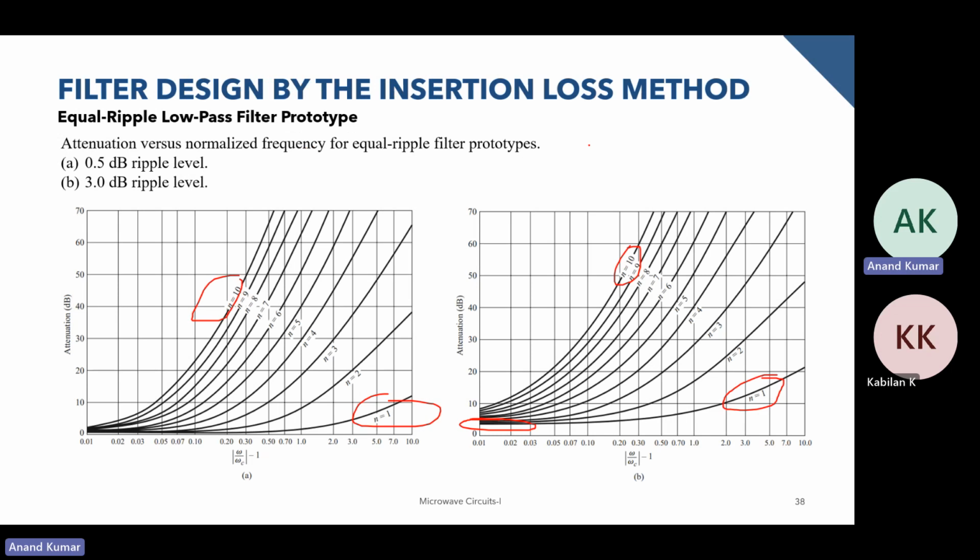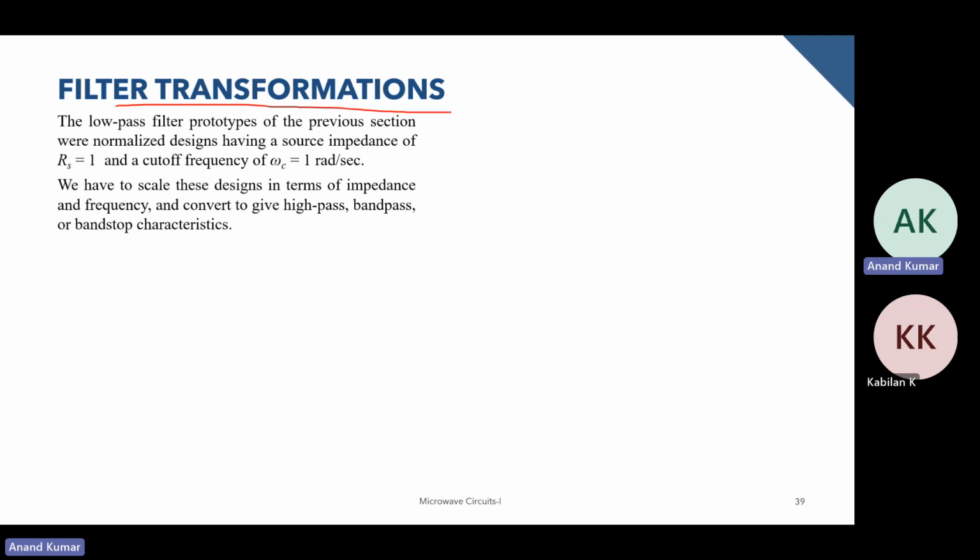Now whatever design we did till now, we were using cutoff frequency as 1, and all the values that we got for G1, G2, and Gk were normalized values. Now, once we have designed the low pass prototype, what we need to do is scale it to the correct cutoff frequency, and normalize it to the correct characteristic impedance that we're looking at. So now we need to scale this. For this, we'll use filter transformations.